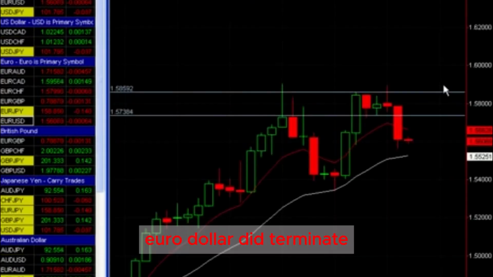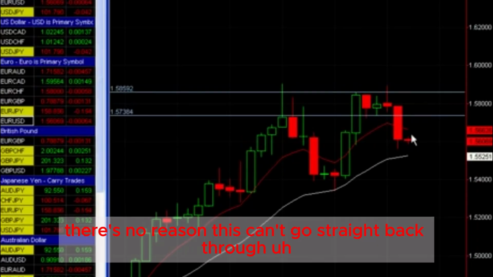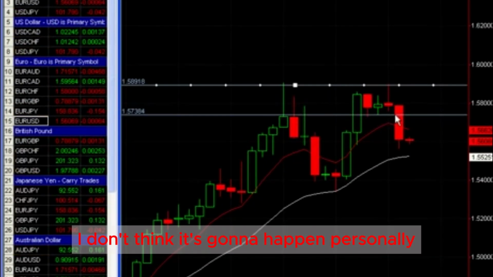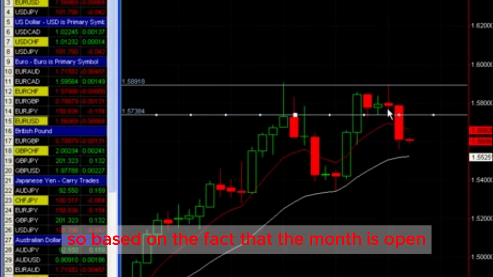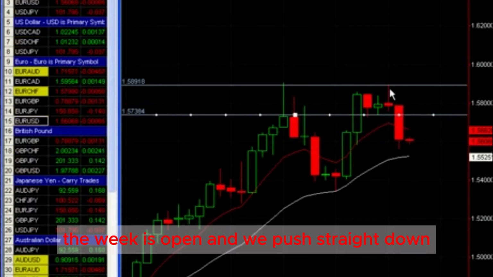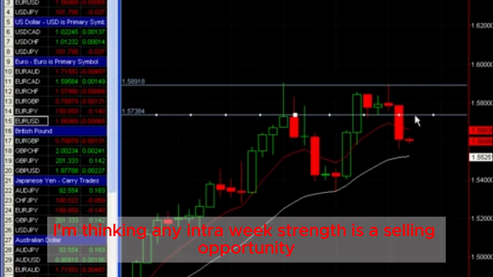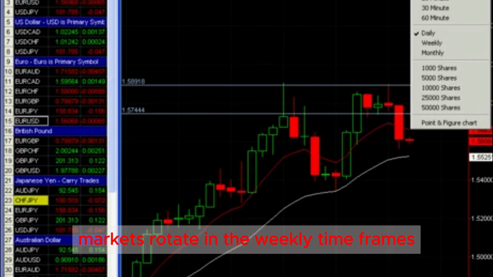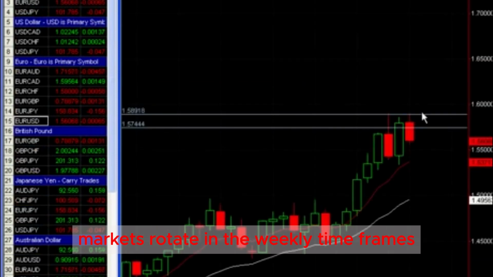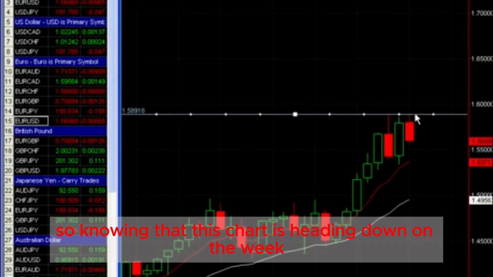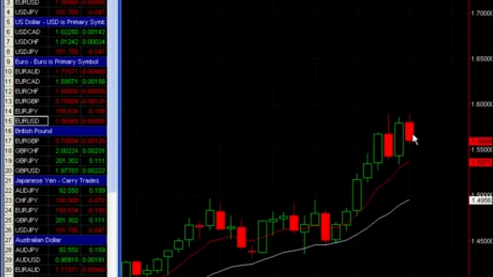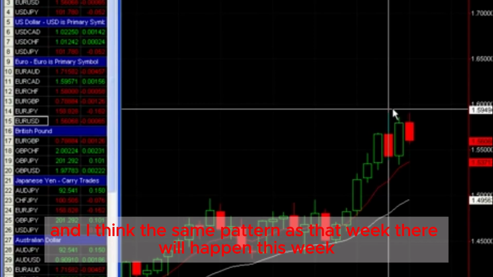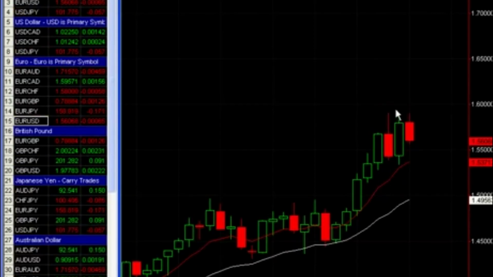Euro dollar did terminate. There's no reason this can't go straight back through, right through those highs. I don't think it's going to happen personally. So based on the fact that the month is open, the week is open, and we've pushed straight down, I'm thinking any intra-week strength is a selling opportunity at this point. Remember, markets rotate in the weekly time frames. So knowing that this chart is heading down on the week, any strength to me looks like a selling opportunity, and I think the same pattern as that week there will happen this week.